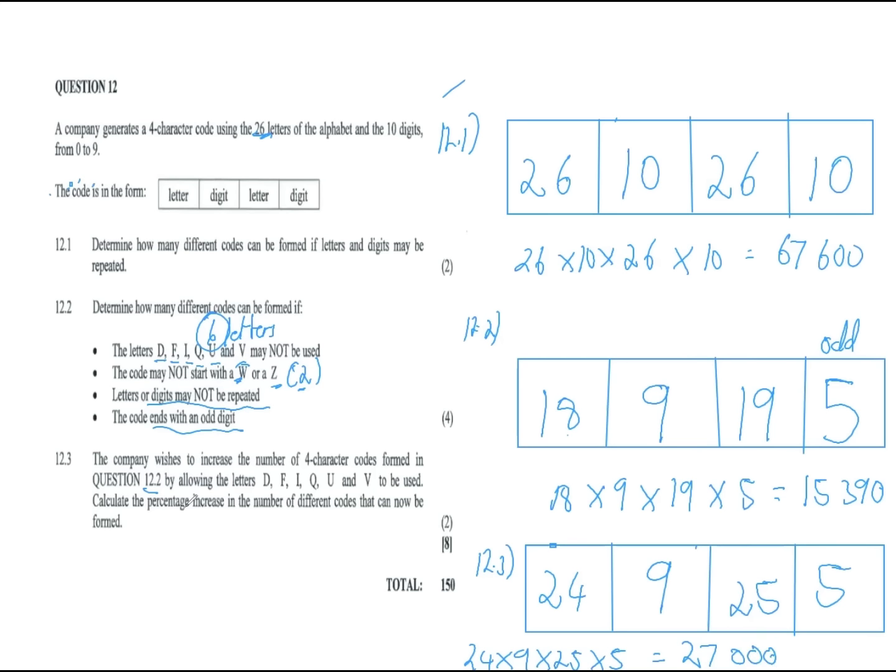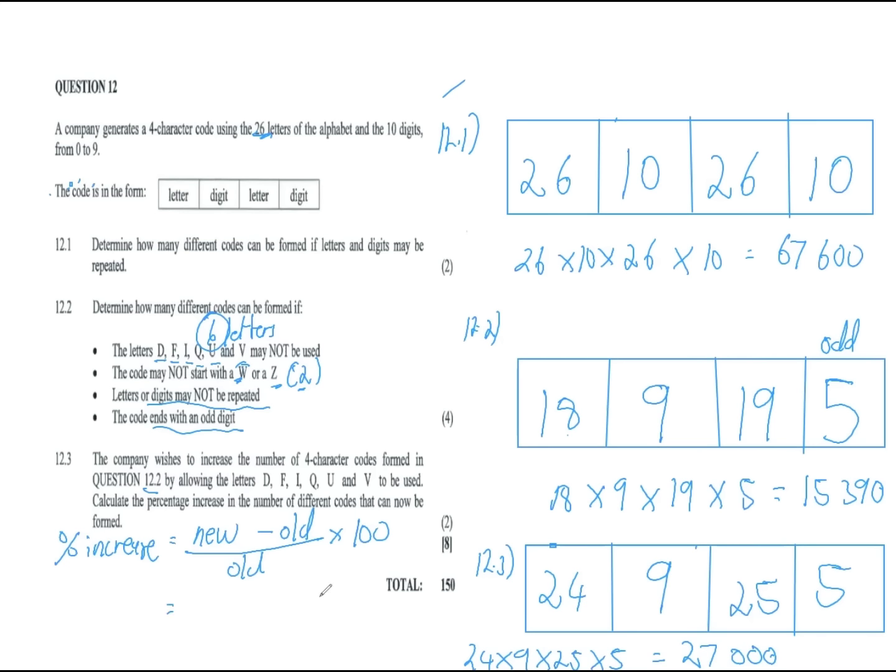They are saying we must calculate the percentage increase in the number of different codes that can now be formed, right? So to calculate the percentage increase now, this is what we need to do. We have to say the new number minus the old number divided by what? The old number. So if you still remember in grade 8, grade 9, we used to have this formula here for percentage increase. New minus old over old times 100.